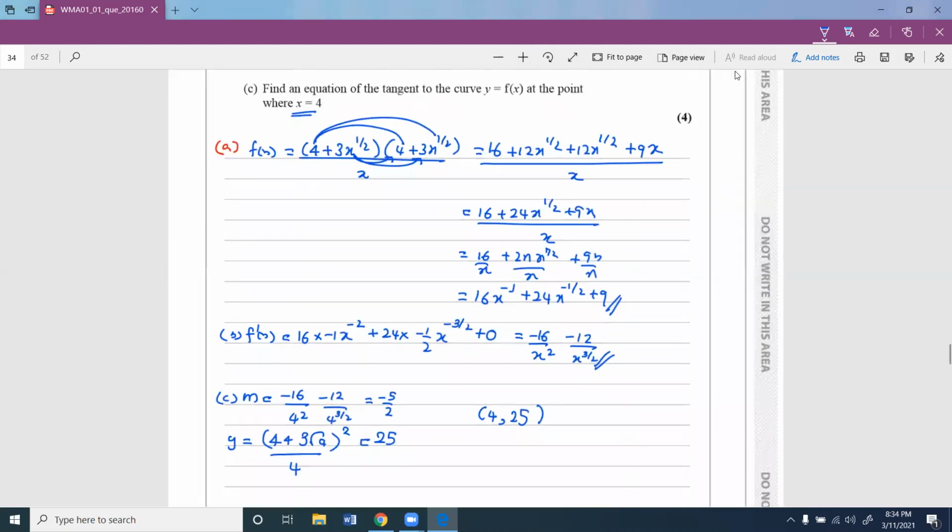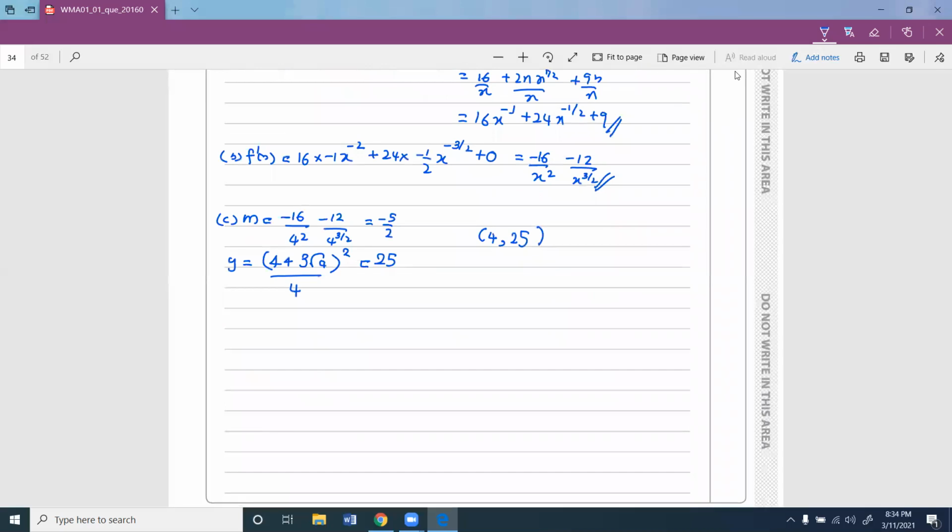Then we know that the gradient is minus 5 over 2 and the coordinate is (4, 25). Then you can put in the formula y minus y naught equals gradient times x minus x naught. So y minus 25 equals minus 5 over 2 times x minus 4. This turns out to be y minus 25 equals minus 5 over 2 x plus 10. So y equals minus 5 over 2 x plus 35. That's the answer for that. That's the way of doing this question.